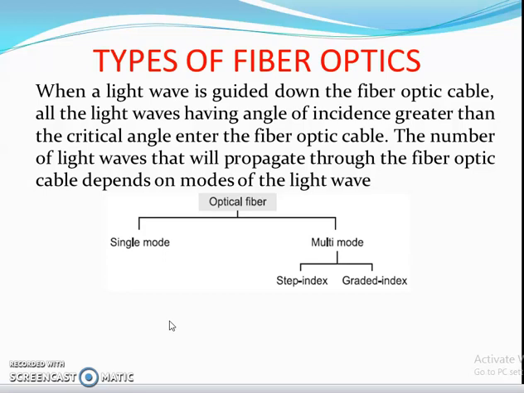Now comes the question of what the different types of fiber optics are. The fiber optics we have are actually of two types: single mode and multi mode. Multi mode is also of two types: one is known as step index and another is known as graded index. Single mode fibers are used for long distance transmission of signals, and multi mode fibers are used for short distance transmission of signals.